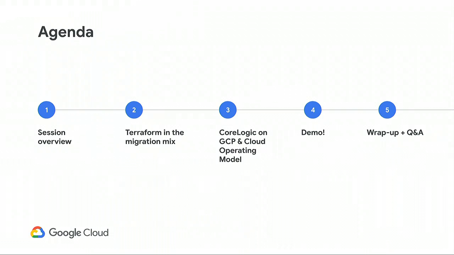Here's an overview of how we'll spend the next 40 minutes or so together. I'll set the context of the typical enterprise use case. I'll give you some background on what Terraform is, and then I'll hand it over to Jim to talk about the CoreLogic cloud operating model. Then we'll flip over to a demo of the null label module in Terraform. We'll wrap up and leave some time at the end for Q&A for you folks to ask questions.